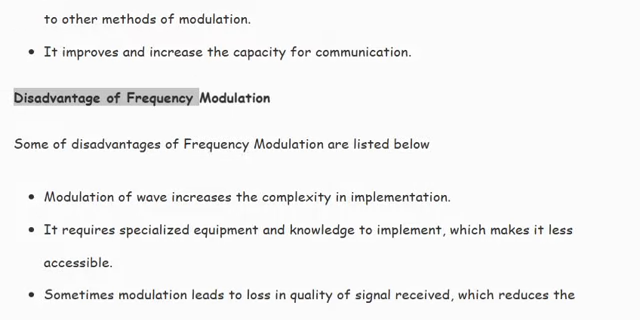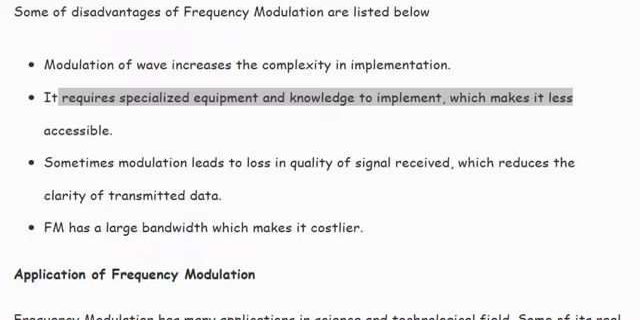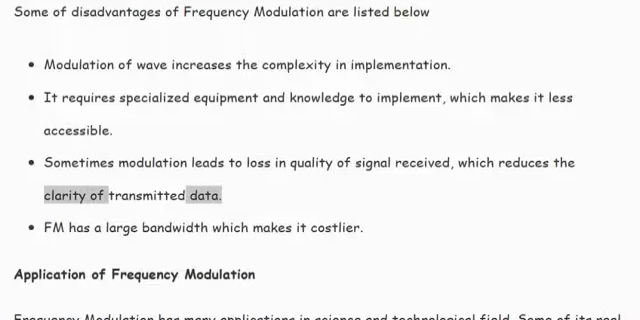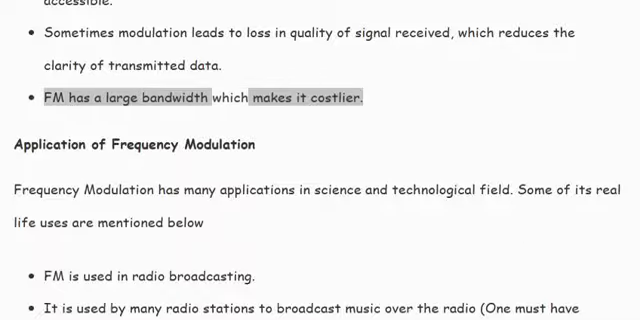Disadvantages of frequency modulation. Some of the disadvantages of frequency modulation are listed below. Modulation of the wave increases the complexity of implementation. It requires specialized equipment and knowledge to implement, which makes it less accessible. Sometimes modulation leads to loss in quality of the signal received, which reduces the clarity of transmitted data. FM has a large bandwidth, which makes it costlier.